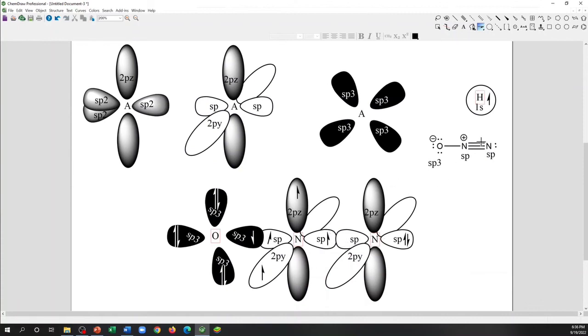This nitrogen over here is a normal nitrogen with 5 total electrons. I've already given 2 as a lone pair. There's 3, 4, and 5. All my valence electrons are placed. Let's go ahead and make my sigma and pi labels.